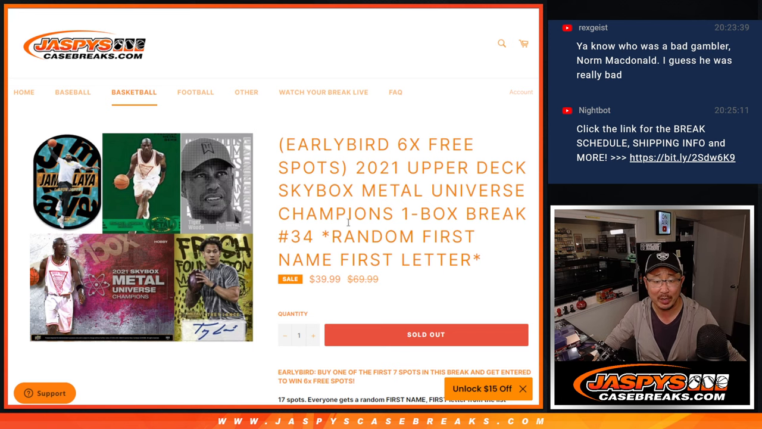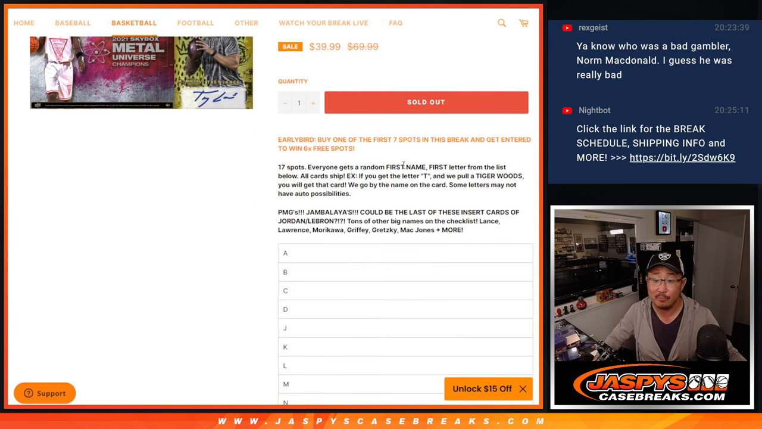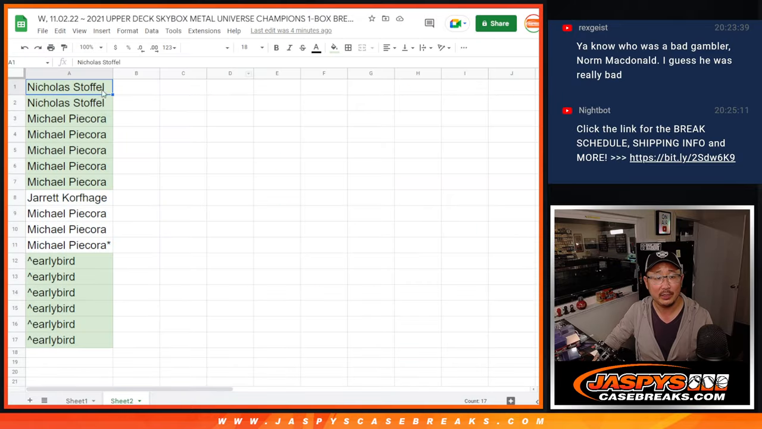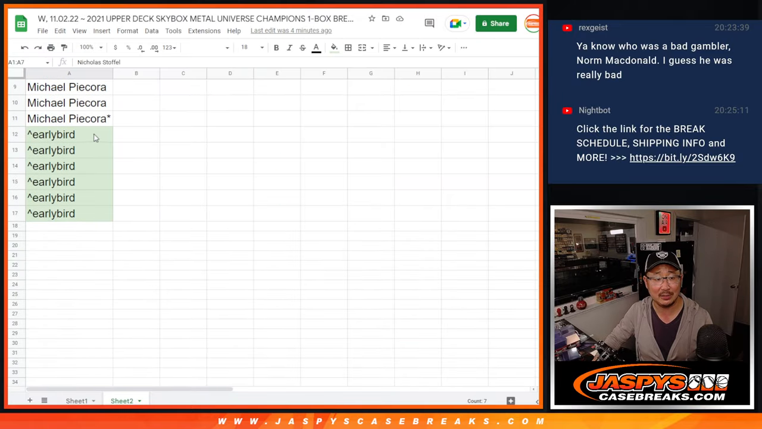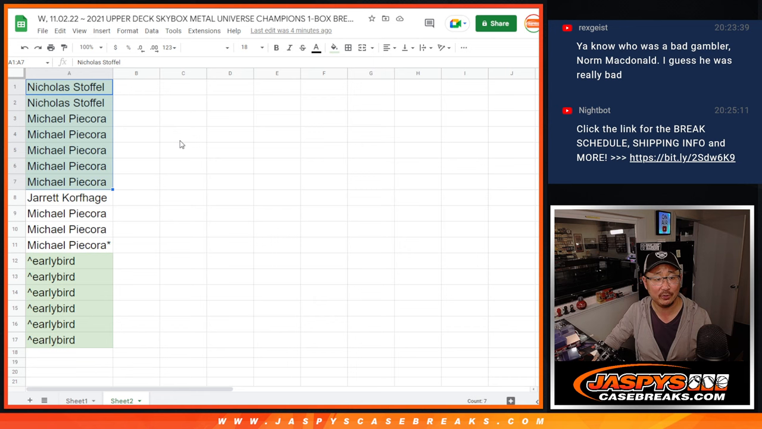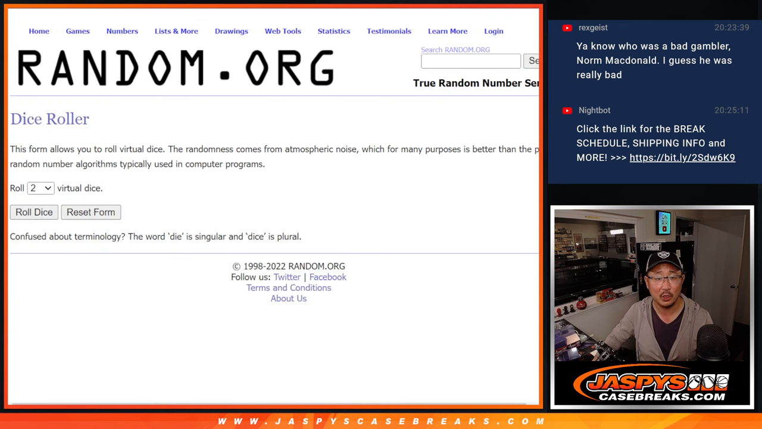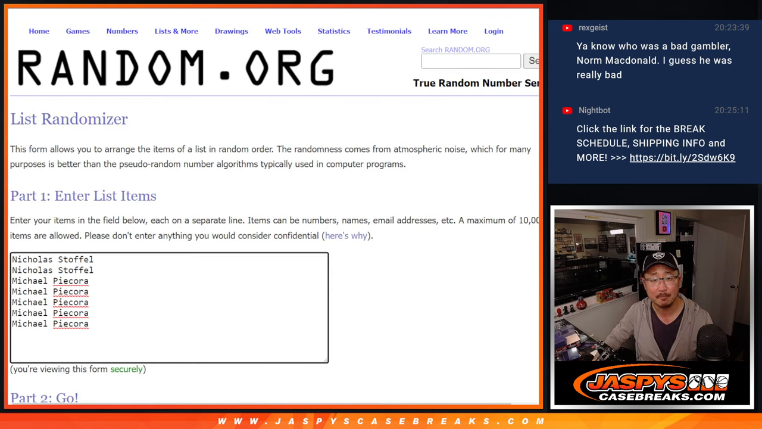One box random letter break number 34. Going by the first letter of their first name. And if you're one of the first seven spots purchased here, you got a chance at some extra spots. Top six after top six of the seven. So almost all of you will be getting an extra spot.